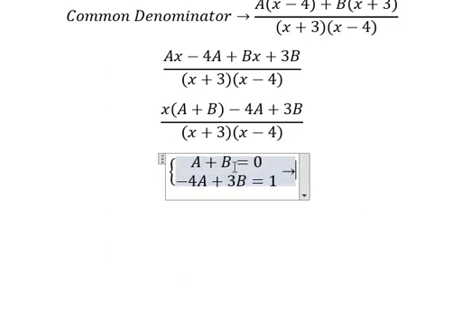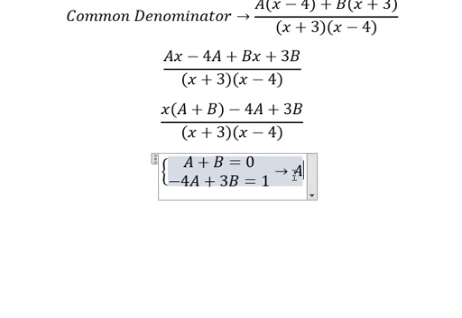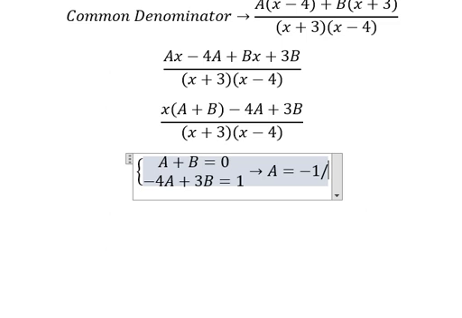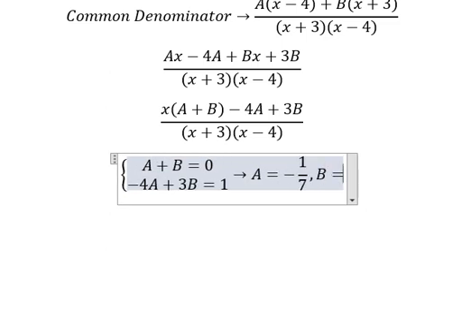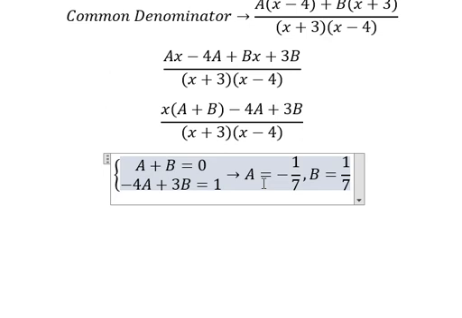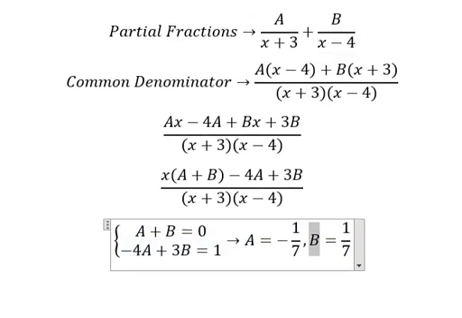And now we need to find the solutions of A and B. So A equals to negative 1 over 7. B equals to 1 over 7. And now I will put A and B go back in here.